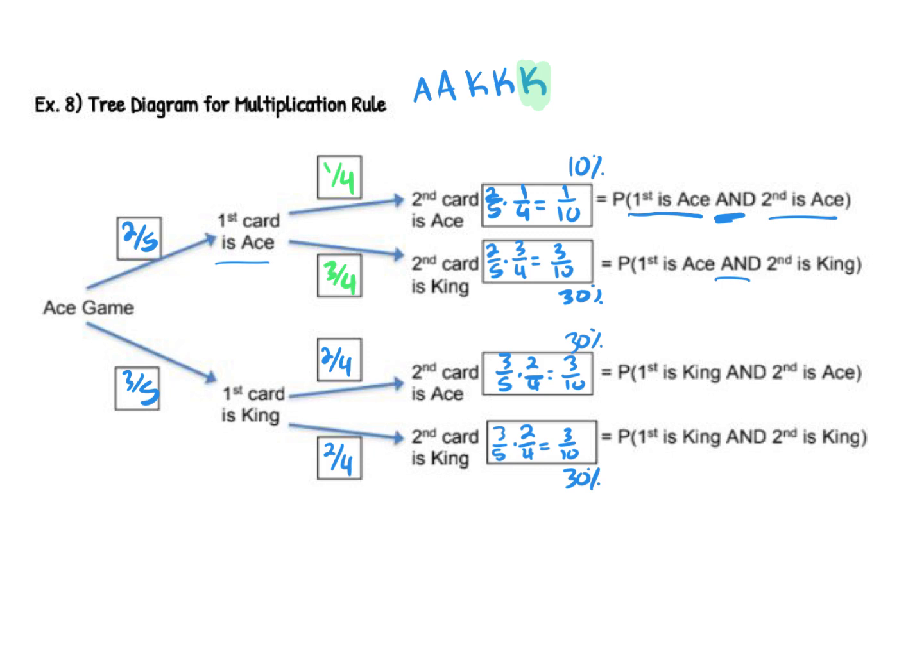And looking at this, we can see which ones would be our winners. This first is an ace and second is an ace, those match. So this would be a winning combination. Same thing down here at the bottom. First is a king and second's a king. That is a winning combination. So only these two paths get you to be a winner.